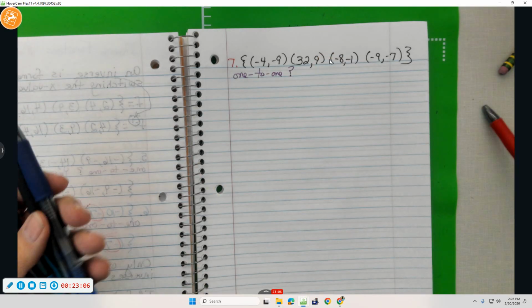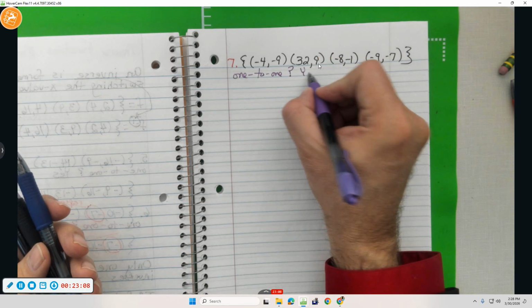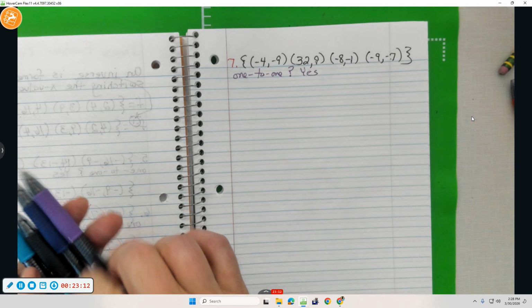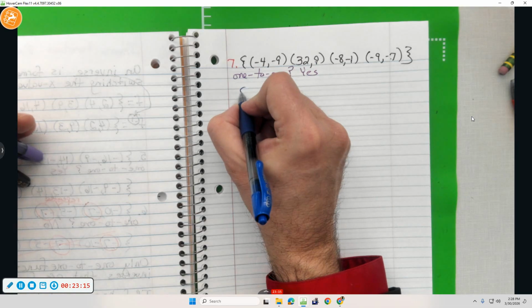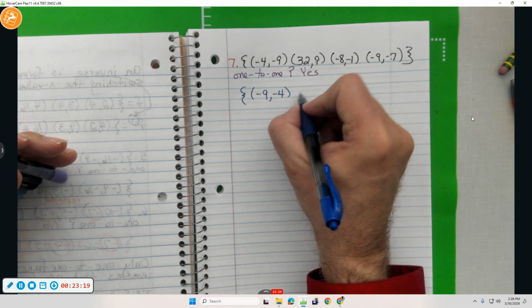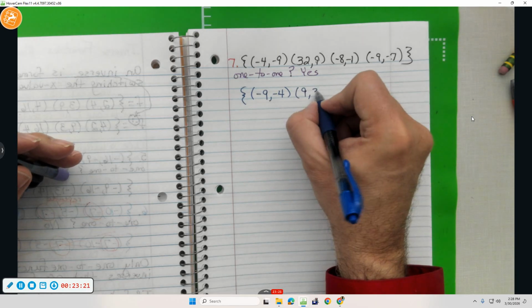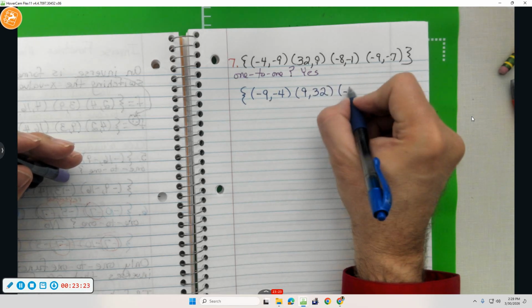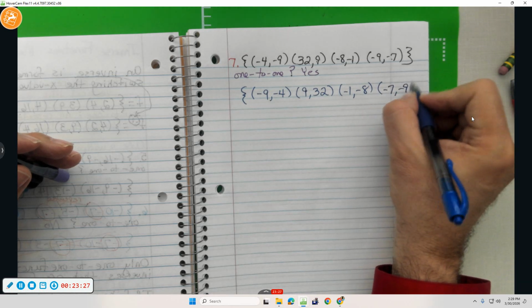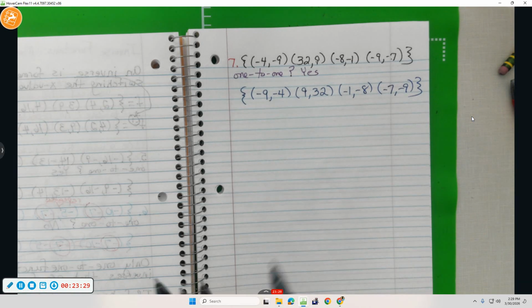Yes. Every y value is different. No repeated y's. So, what's its inverse going to be? Just go through and switch the x's and y's. Notice how you now have a function.